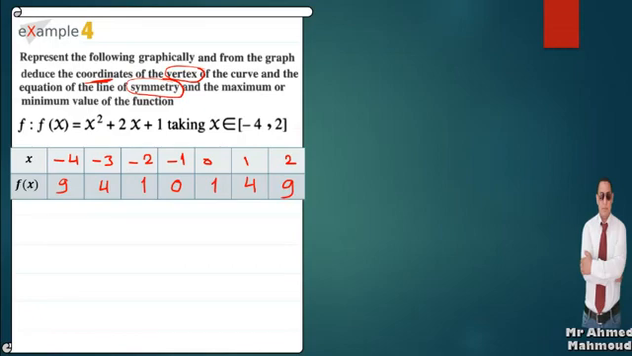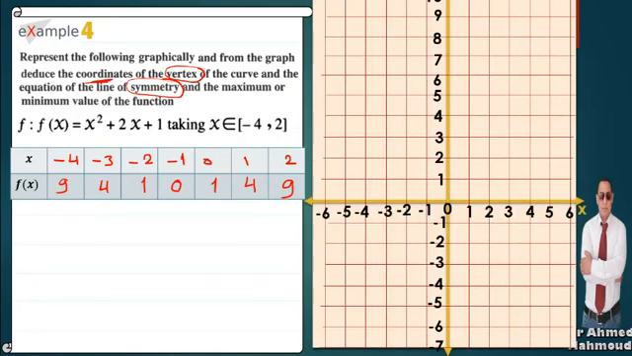The second step, I'm going to draw the graph like this. -4 and 9 here in this position, -3 and 4 here, -2 and 1, -1 and 0, 0 and 1, 1 and 4, 2 and 9. And then I'm going to draw the curve by hand like this. This is the curve of the table of the function.